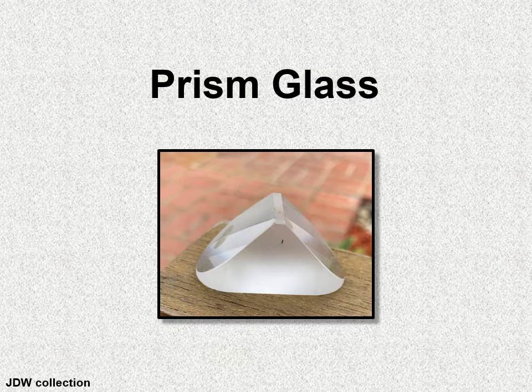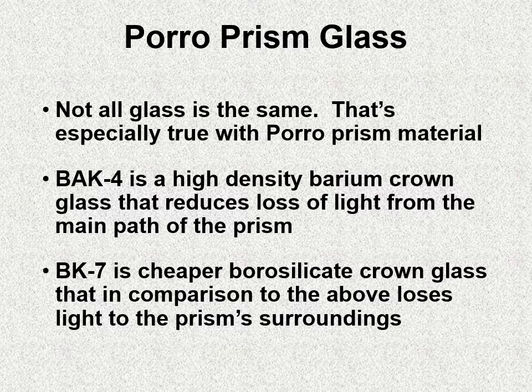Now, not all glass is the same. And we're going to look at prism glass, and we're going to look at your binocular. There are 2 main types of glass in Porro prism glass. I'm sure there's a lot more today, a very fancy, high-density glass. And you want to look at this when you're buying a pair of binoculars.